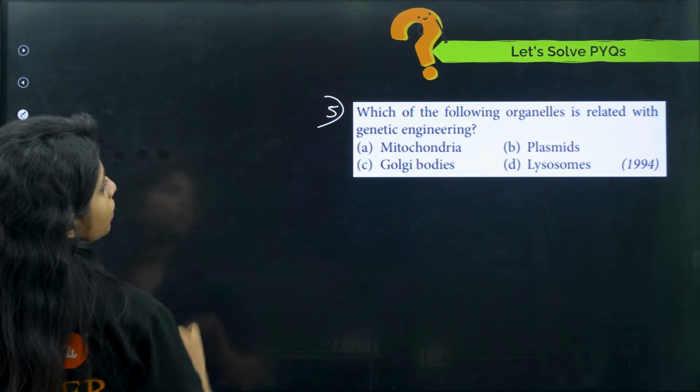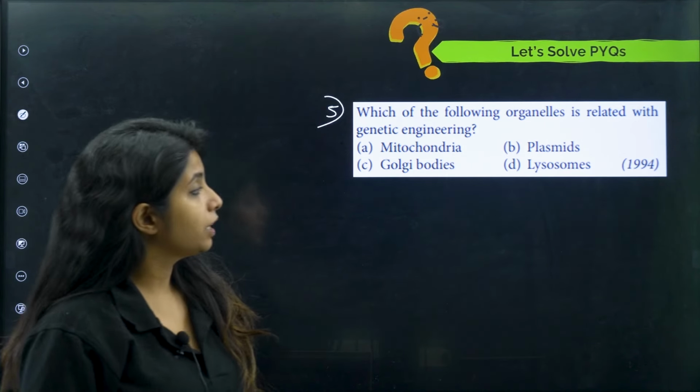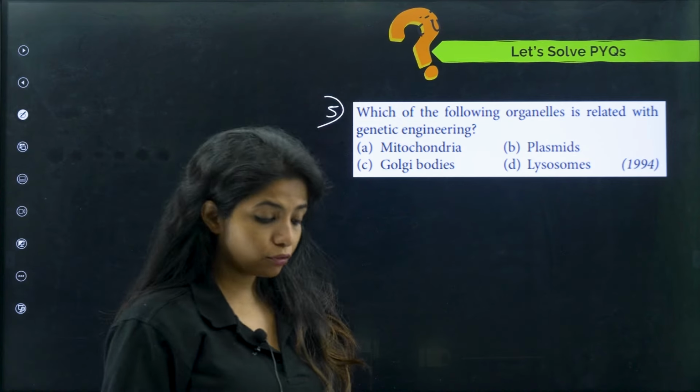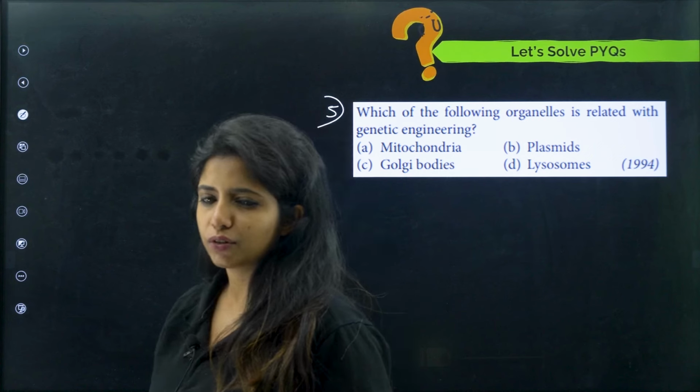Now, fifth. Which of the following organelles is related to genetic engineering? Mitochondria, plasmids, Golgi body, lysosomes. Easy. For those of you children who are confused, plasmid is not an organelle. Well, we consider this as an organelle for prokaryotes. Okay.